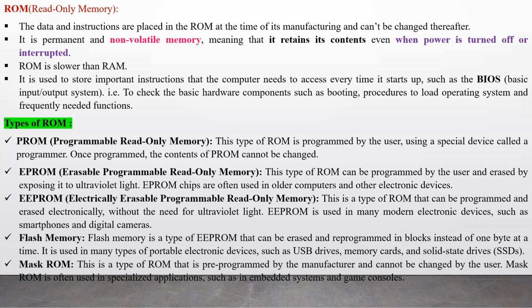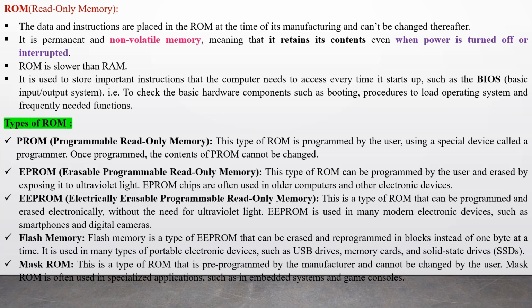EEPROM, electrically erasable programmable read-only memory. This is a type of ROM that can be programmed and erased electronically, without the need for ultraviolet light. EEPROM is used in many modern electronic devices, such as smartphones and digital cameras.